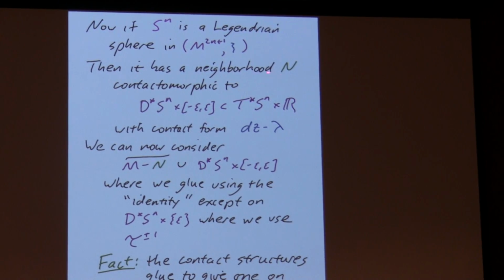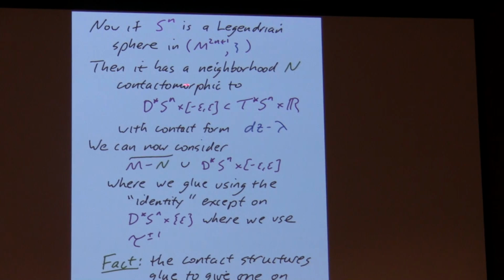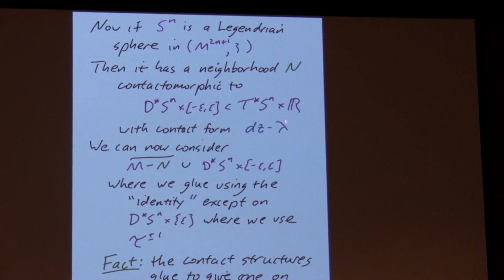A regular neighborhood result tells you that there's a neighborhood of the sphere that looks exactly like a unit disk bundle cross interval inside of the cotangent bundle cross R with the contact form dz minus lambda. Remember that lambda is the one we talked about earlier. Oh, sorry, I just did that in Euclidean space. But lambda is basically the Liouville form, the canonical one form on here whose derivative is the symplectic form on the cotangent bundle.